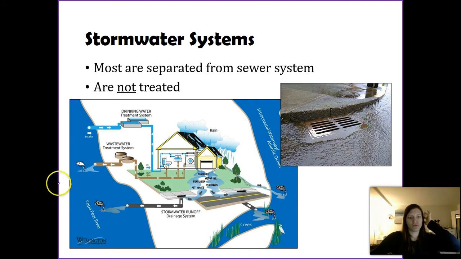This image kind of shows that. This is showing the drinking water coming in. It gets used in the house. It gets treated at a wastewater treatment plant and goes back into that water body. And then here is stormwater going through a completely separate system, a non-treated system.